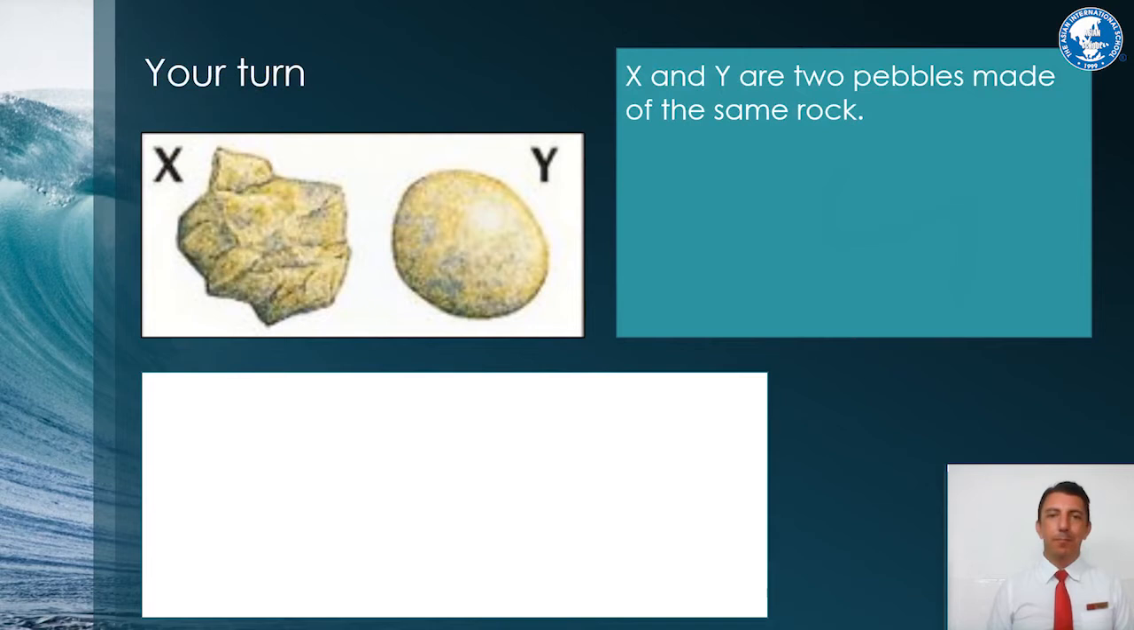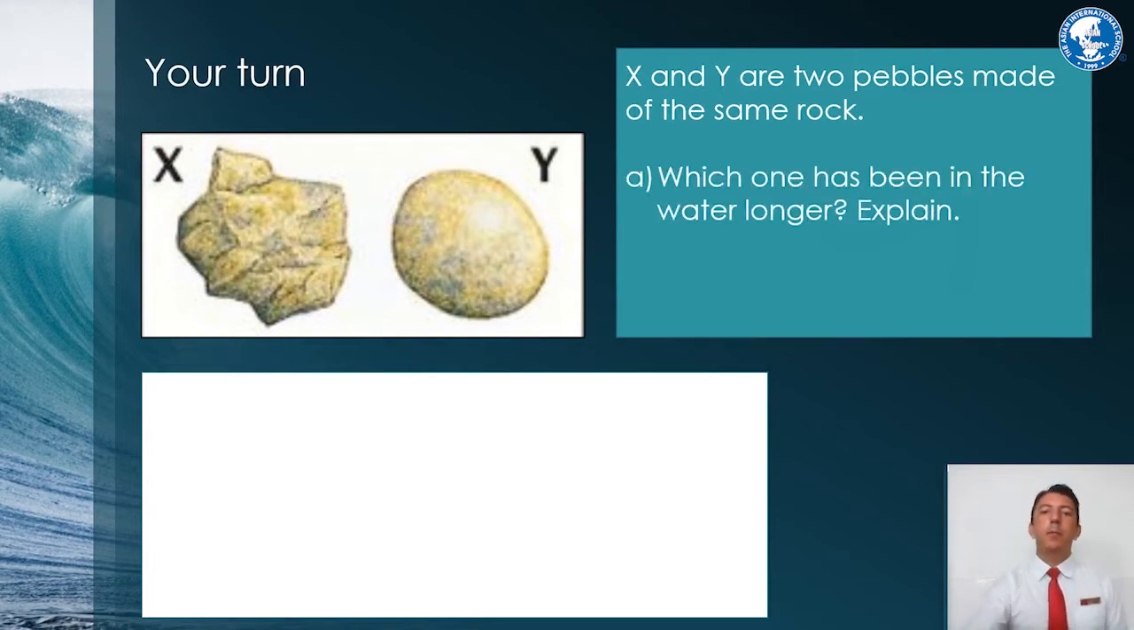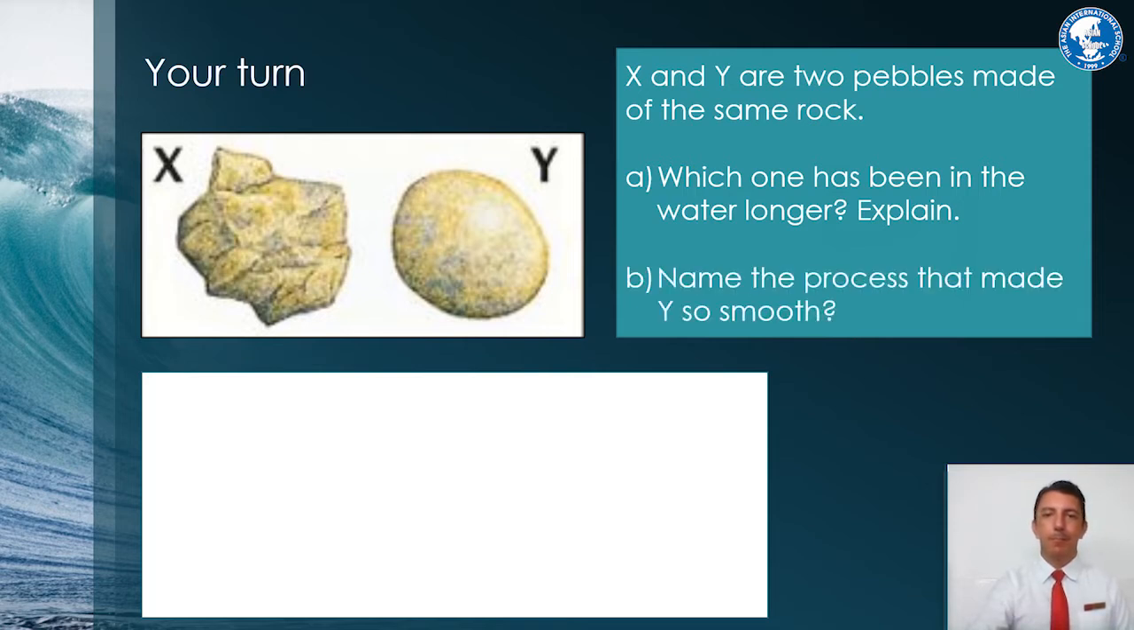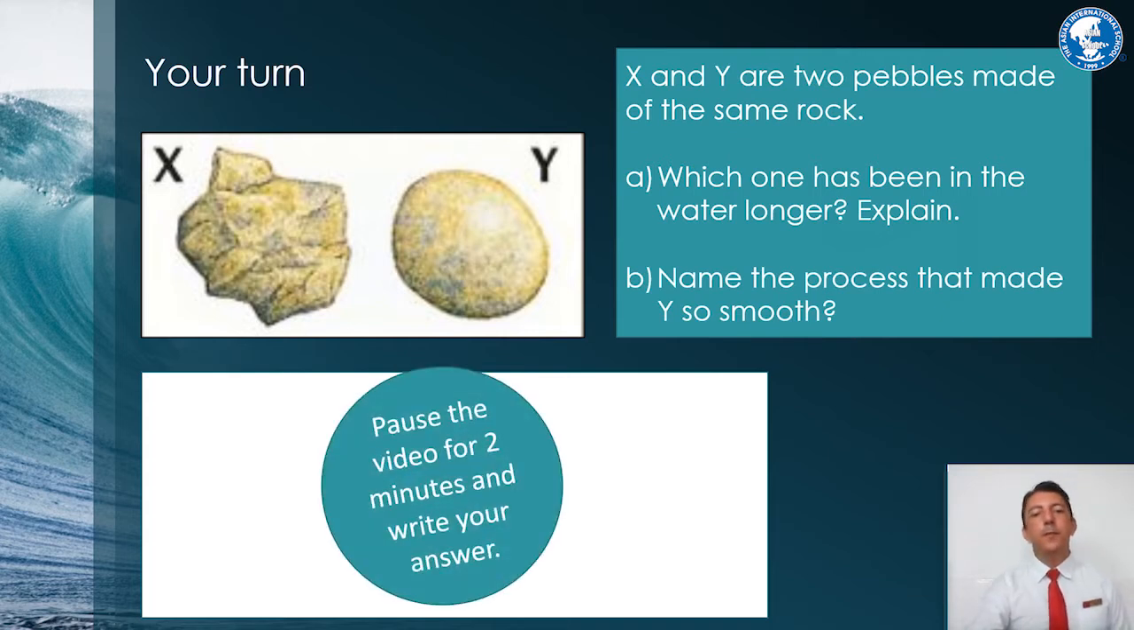Now it's your turn. X and Y are two pebbles or stones made of the same rock. Which one has been in the water longer? Explain. And name the process that made Y so smooth. Pause the video for 2 minutes, or for as long as you need, and write down your answer.